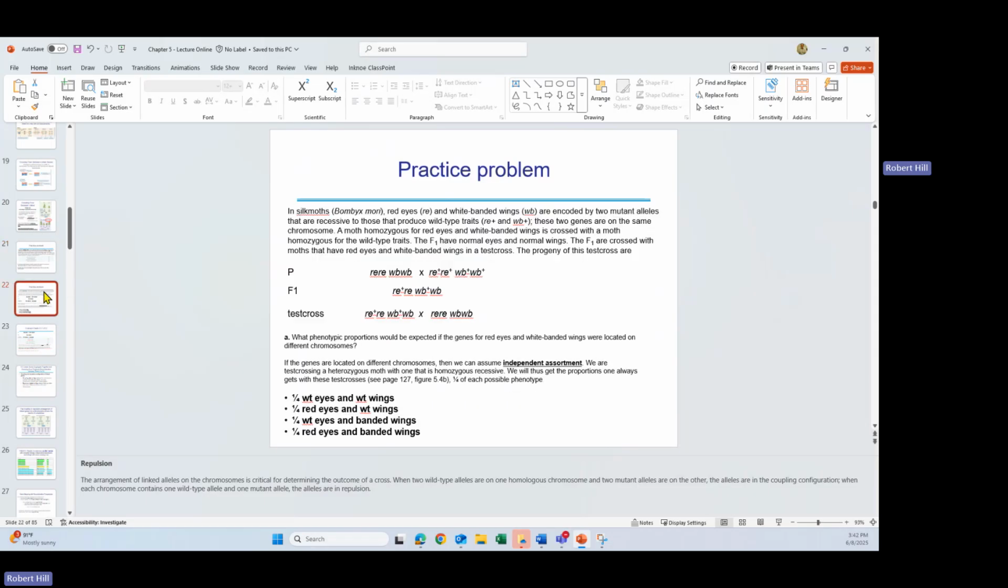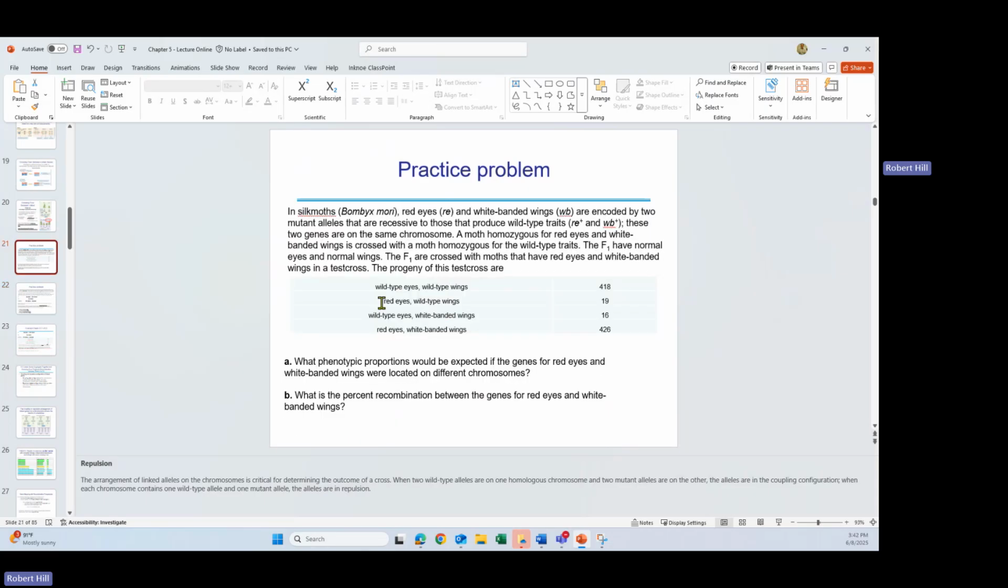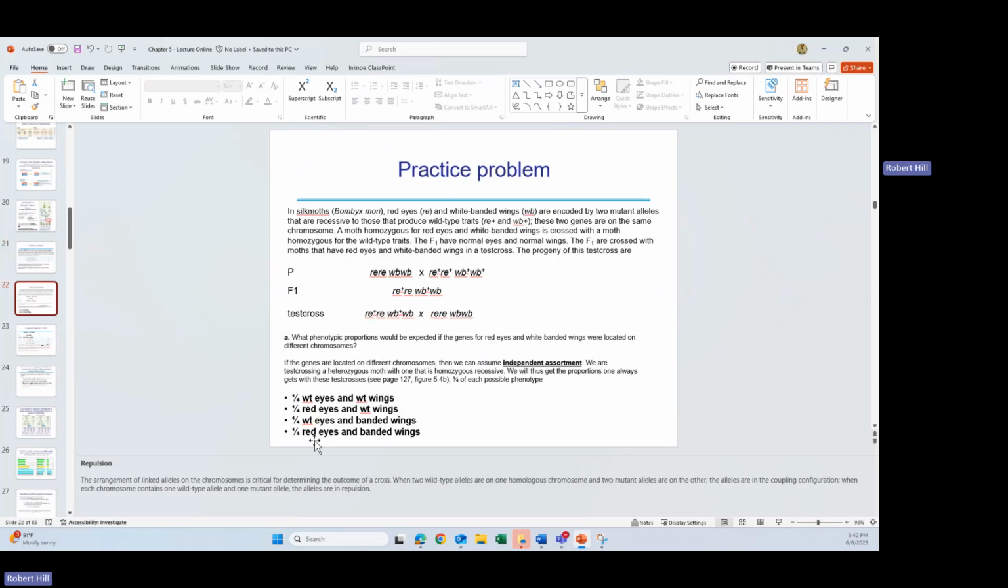I'm going to jump to the next slide here. It's going to have a lot of spoiler alert, and it's going to have the answer. So if the genes are located on different chromosomes, then we can assume independent assortment, because we are test crossing a heterozygous moth with one that is homozygous recessive. So we will get the proportions one always gets with these test crosses. You would get 25% among all of these same phenotypes. Typical independent assortment test cross results.